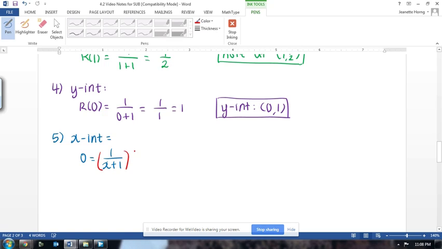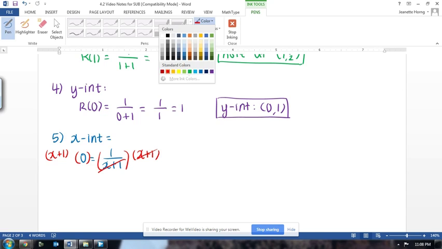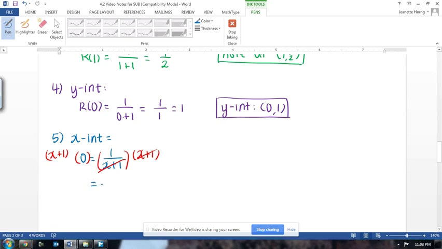Same thing, you want to get x out of the denominator by multiplying x plus 1 on both sides. You'll notice it cancels out on the right-hand side. I get 1 on the right-hand side. 0 times anything, though, is 0. So you notice I get this equation: 0 equals 1.